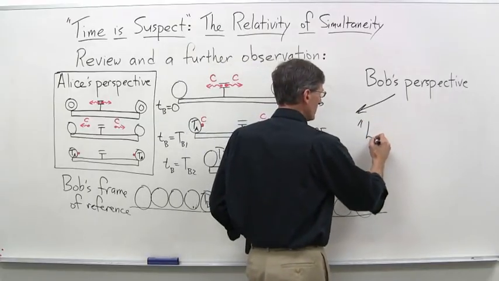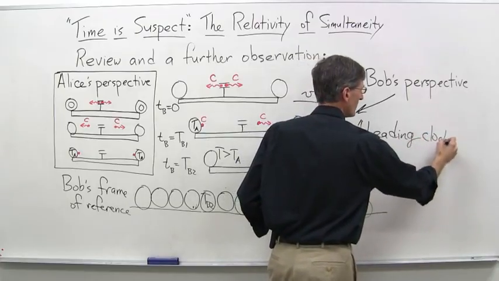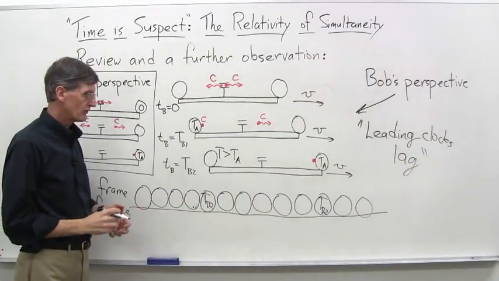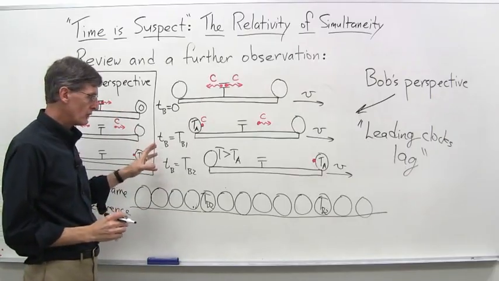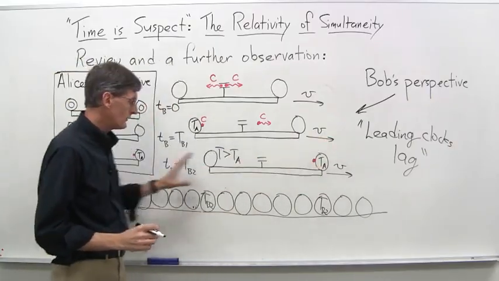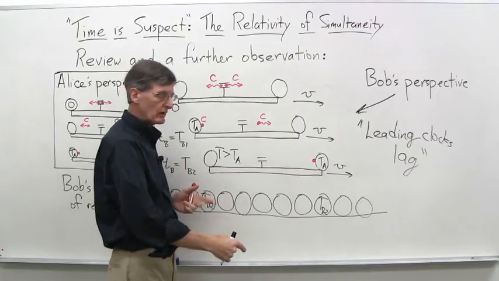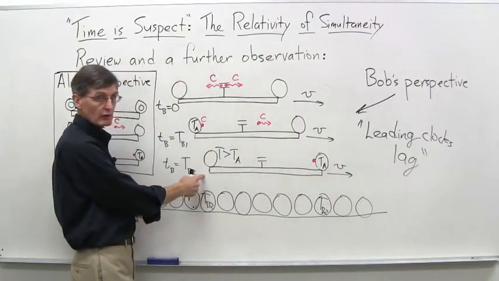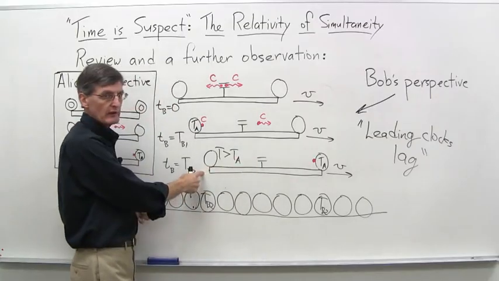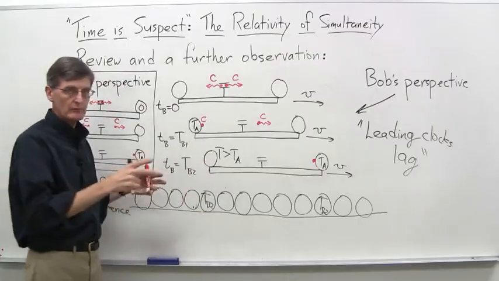It's this: leading clocks lag. When you're talking about a situation where you have an observer, like Bob, and he's observing Alice's clocks going by, her lattice of clocks is flying by there, if you pick any two clocks, say one here and a trailing clock over here, the leading clock will lag the trailing clock. This clock, T sub A, is behind this clock from Bob's perspective.